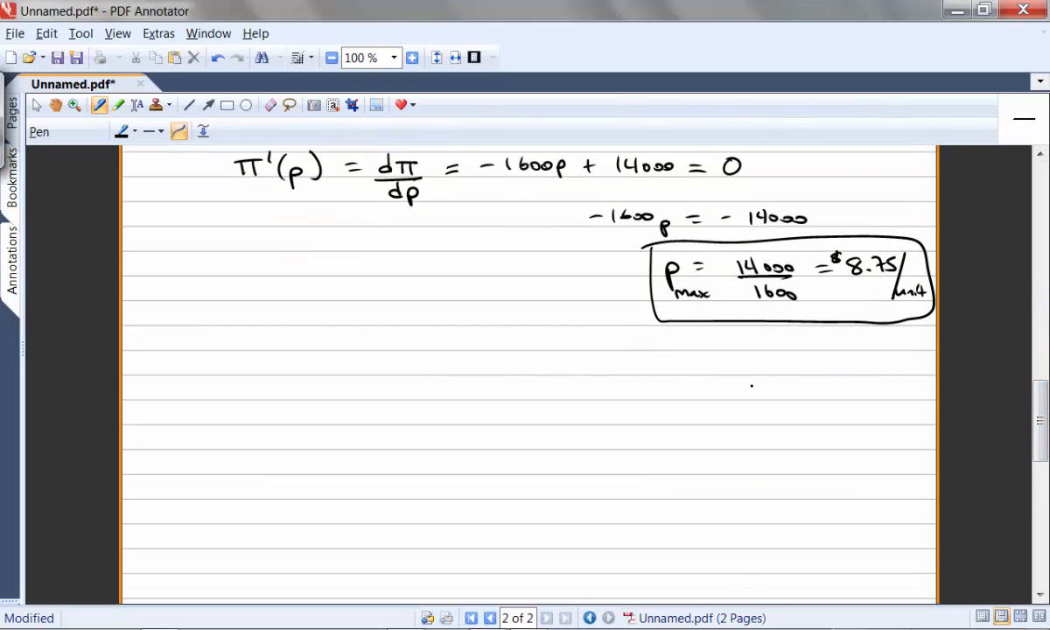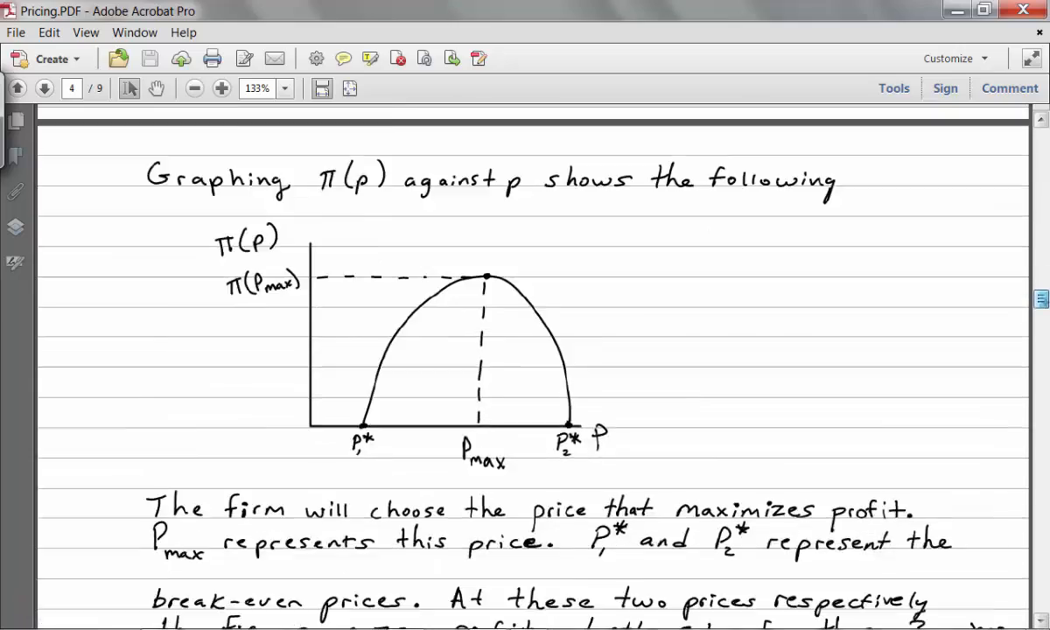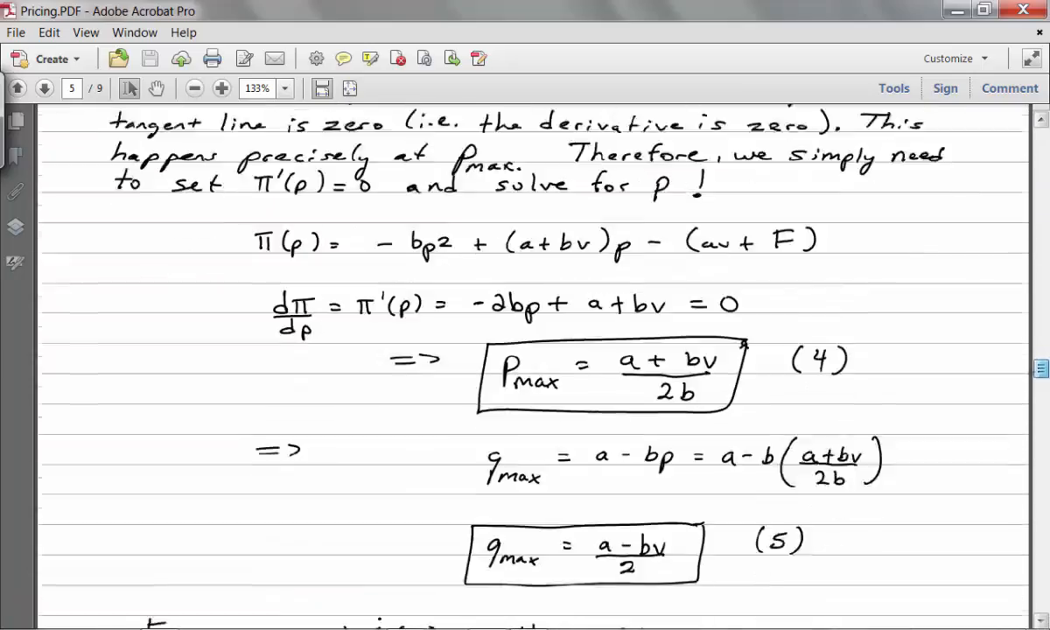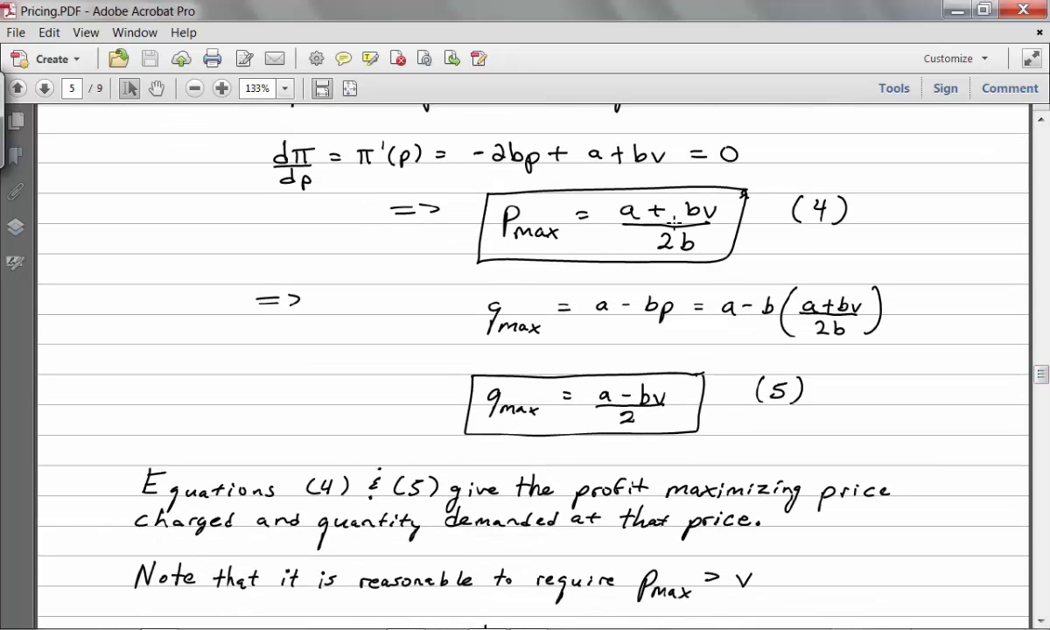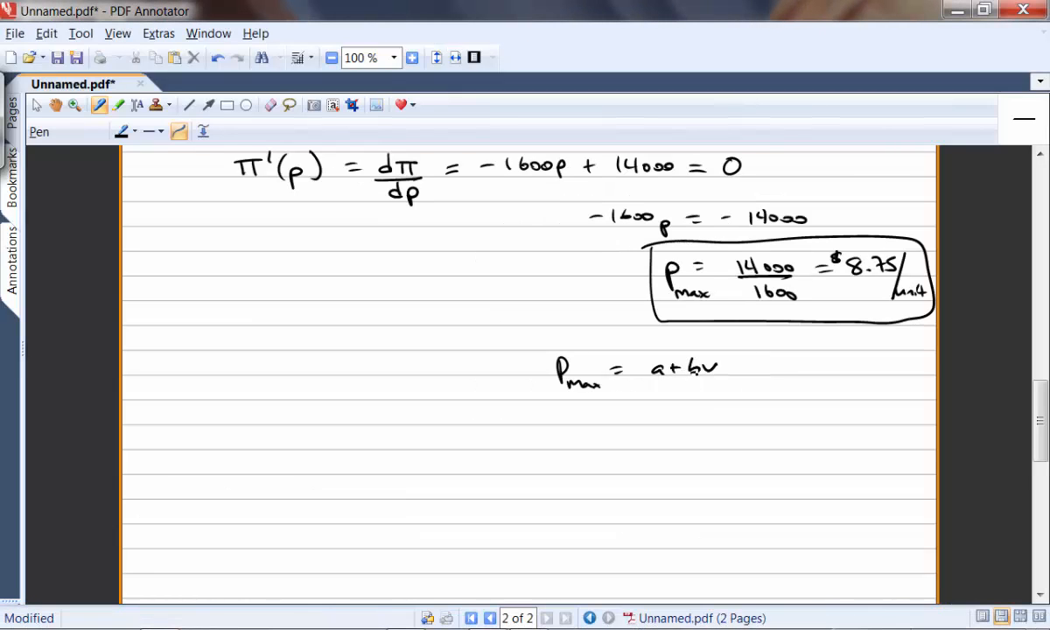We could see this from the lecture notes. We can use the formula in the lecture notes if you want to do that instead of taking derivatives. I mean, it's the same thing as taking derivatives. I've already done it in the lecture notes, but I've given you the formula that results: A plus BV over 2B. You'll see we get the exact same thing. A plus BV over 2B equals 10,000 plus B, which is 800, times 5, which is V, over 2 times 800. That's just 14,000 over 1,600, right? The same thing as I wrote. So that answers the first question.